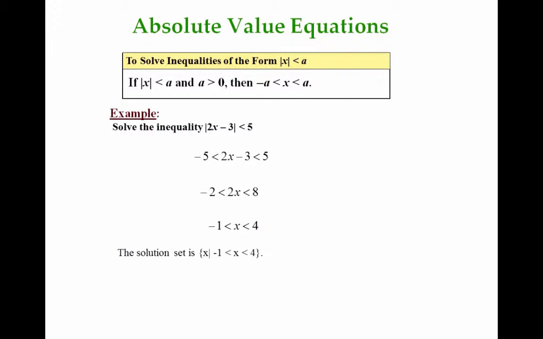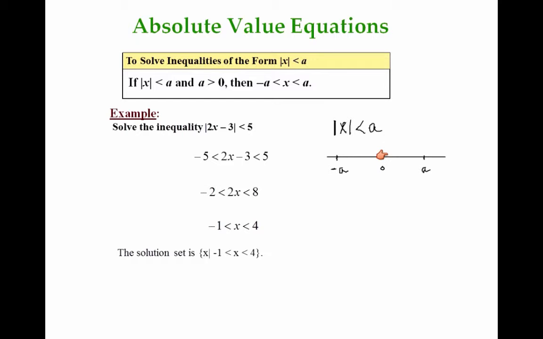Now absolute value inequalities. Let's take a look at this: if the absolute value of x is less than a, let's simply graph this and see what points it's referring to. If this is 0, and this is a here, and this is minus a. Remember, absolute value corresponds to the distance of the number from 0. When I say the absolute value of x is less than a, it means all the numbers that are less than a units away from 0.